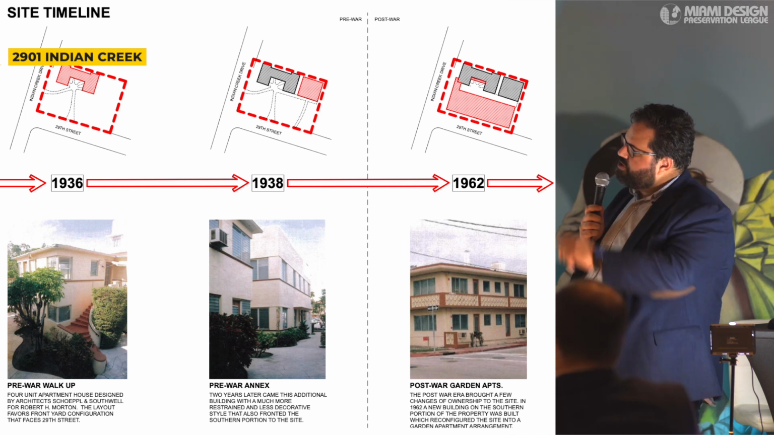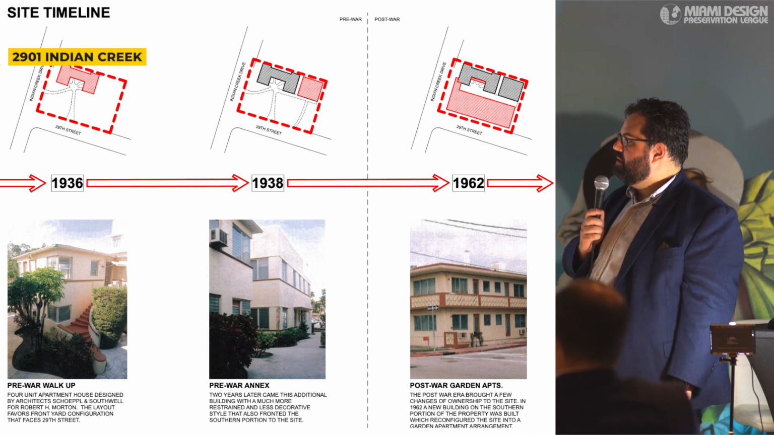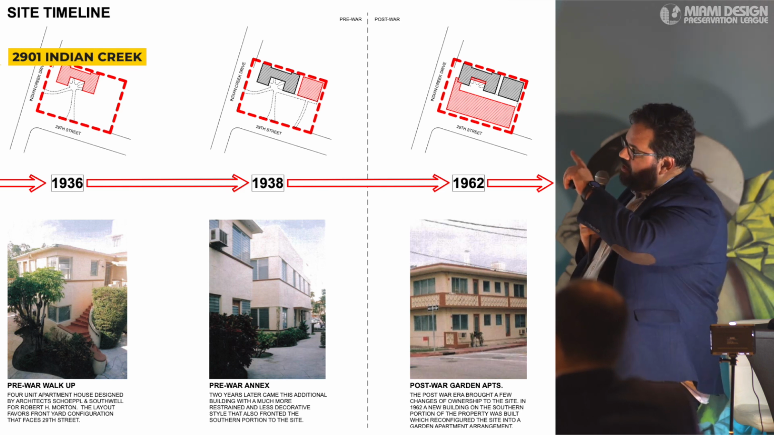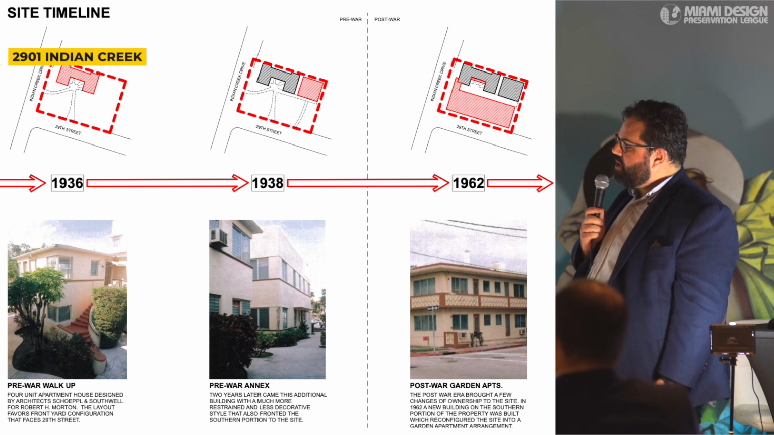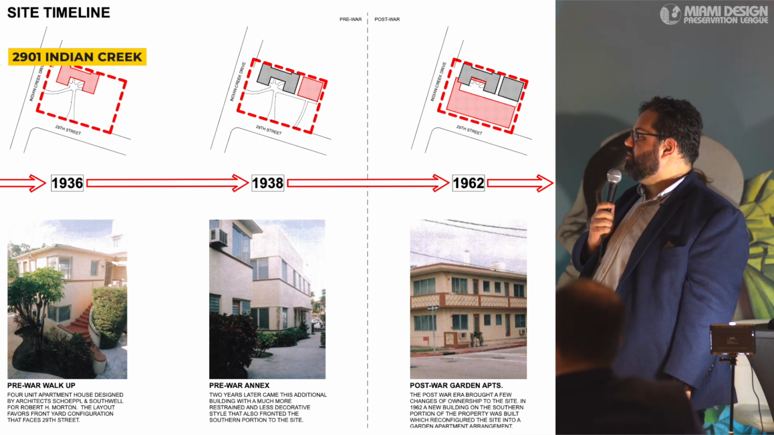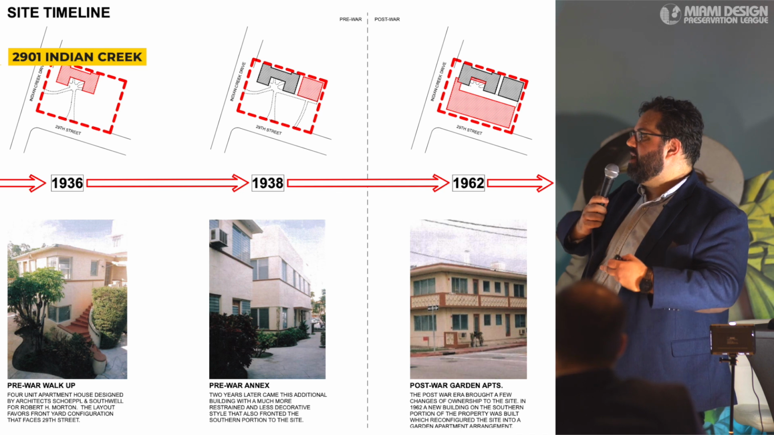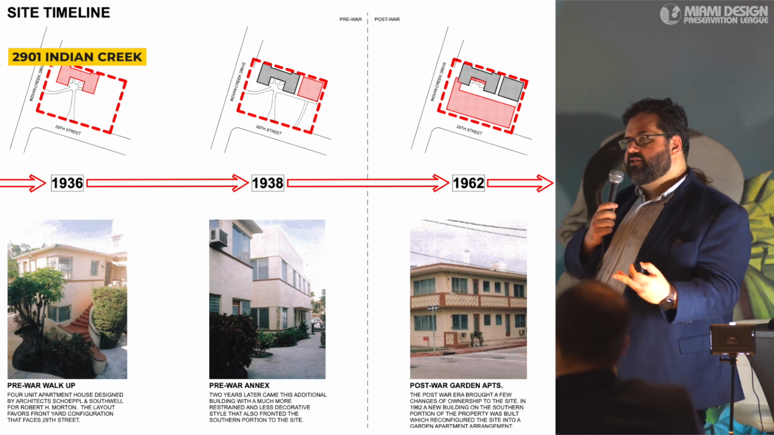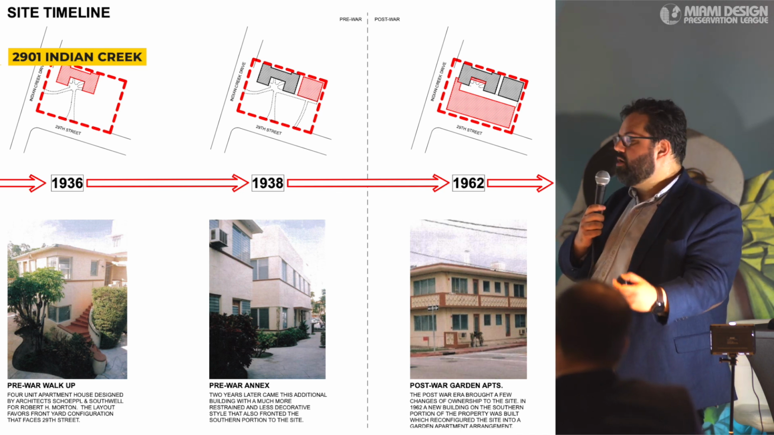And on our site, the development followed a strange pattern, which was that in 1936, there was an original structure designed by Schopel and Southwell. It's quite a beautiful structure, and it was put into the northwest corner of the site facing south, because the building was meant to be appreciated from that southerly view, to have this sort of front garden.